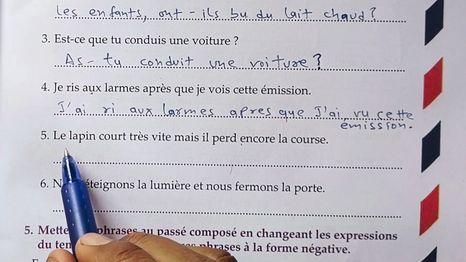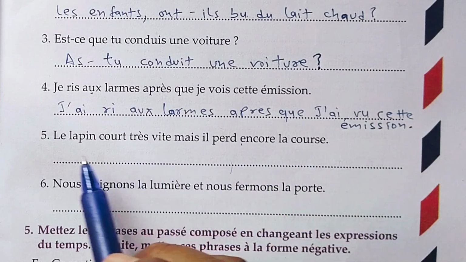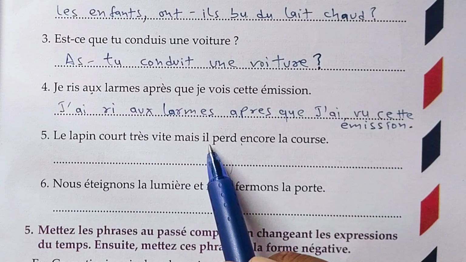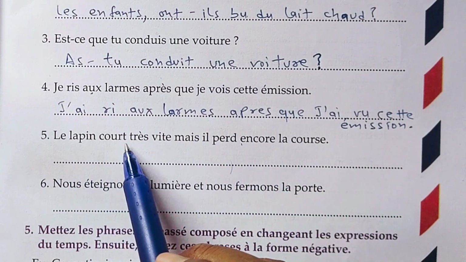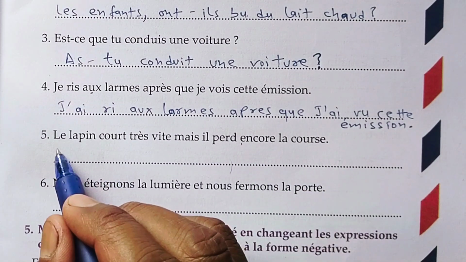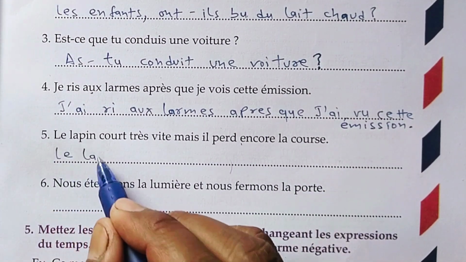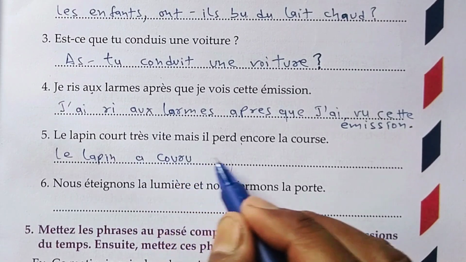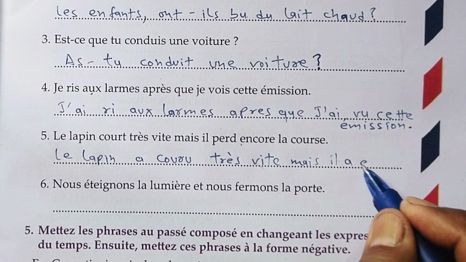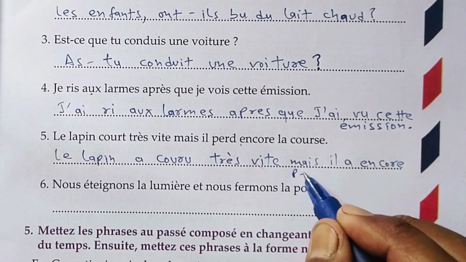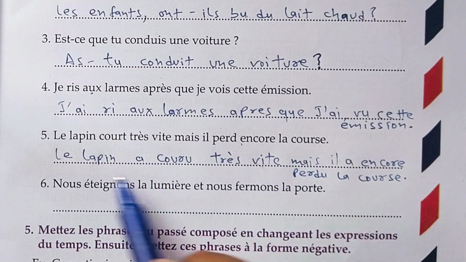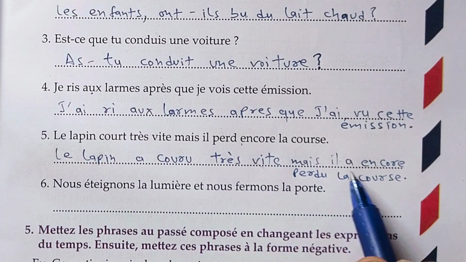Right. Now number 5 is: le lapin court très vite mais il perd encore la course. It means the rabbit runs very fast, but it is losing again the race. The rabbit is running very fast, but he is losing the race again. Now the past tense we can do like: le lapin a couru très vite mais il a encore perdu la course. The rabbit ran very fast, but he lost the race again.